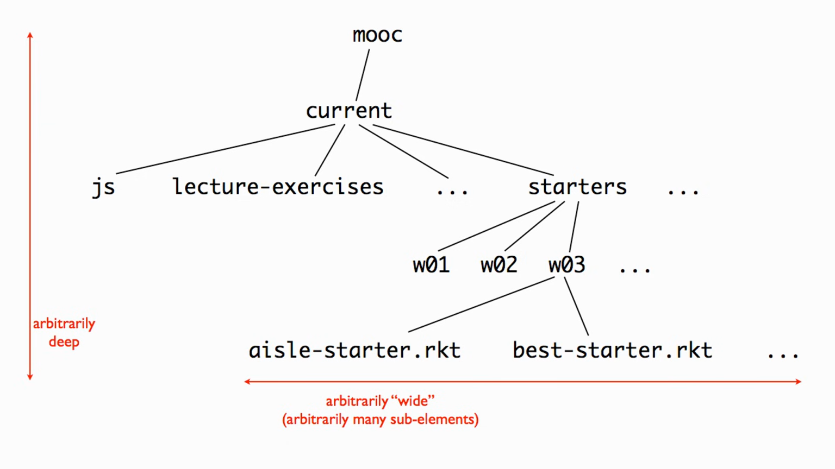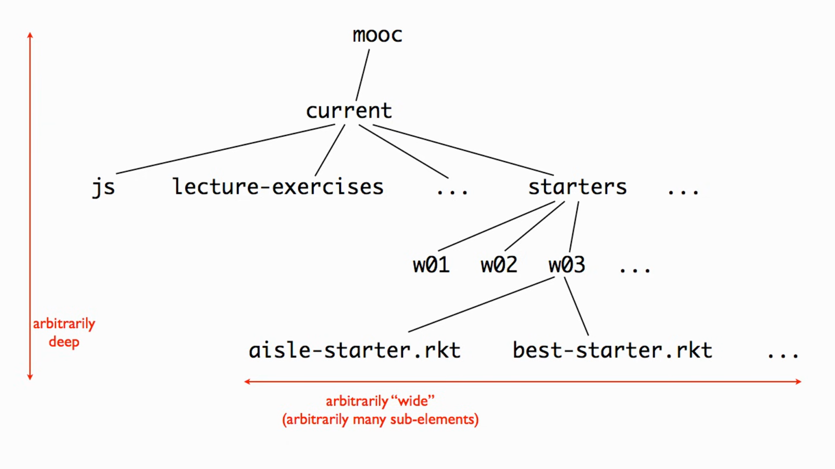Now, why is it called arbitrary arity? Well, unlike lists, which were arbitrarily long in one dimension or arbitrarily wide in one dimension, this arbitrary arity tree is arbitrary sized in 2 dimensions. A given folder or directory, like W03, can have an arbitrary number of elements in it. Current has a number of them, starters has a number of them, W03 has a number of them. So it can be arbitrarily wide. In addition, the structure can be arbitrarily deep. This particular one is 1, 2, 3, 4, 5 deep, but it could be deeper. Remember, arbitrary doesn't mean large and it doesn't mean random. It just means that before we start out, we don't know how big it will be.